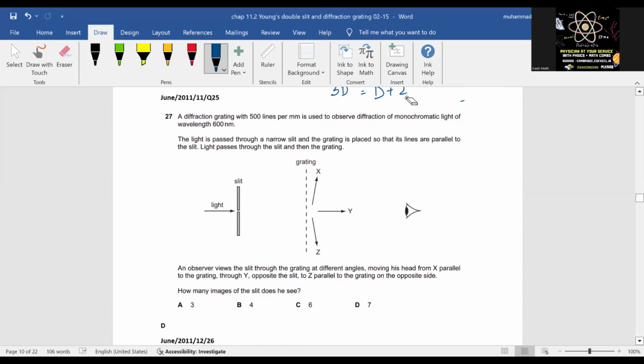A diffraction grating with 500 lines per millimeter is used to observe diffraction of monochromatic light of wavelength 600 nanometers. The light is passed through a narrow slit, and the grating is placed so that its lines are parallel to the slit. Light passes through the slit and then the grating. An observer views the slit through the grating at different angles, moving his head from X parallel to the grating through Y opposite the slit to Z parallel to the grating on the opposite side. How many images of the slit does he see?